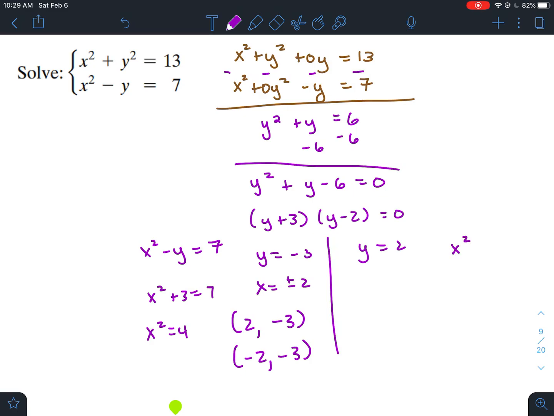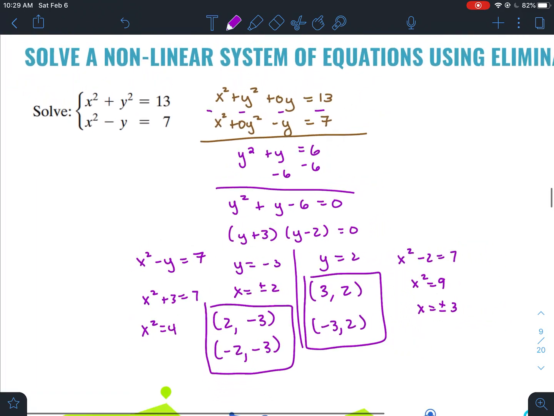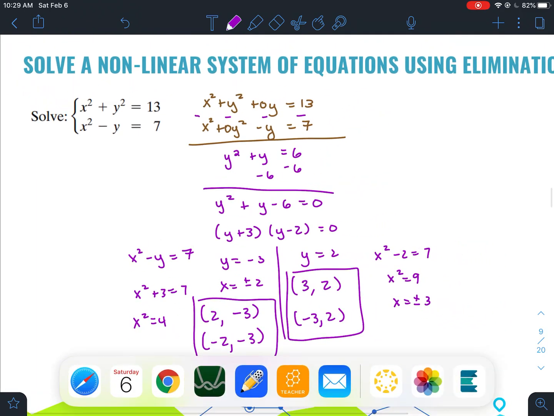If I plug in the 2, x squared minus 2 equals 7. Add the 2 over, and I get x squared equals 9. So x would equal plus and minus 3. So those two solutions would be 3, 2, and negative 3, 2. So notice this system of equations has 4 solutions. So those two graphs should intersect 4 times.